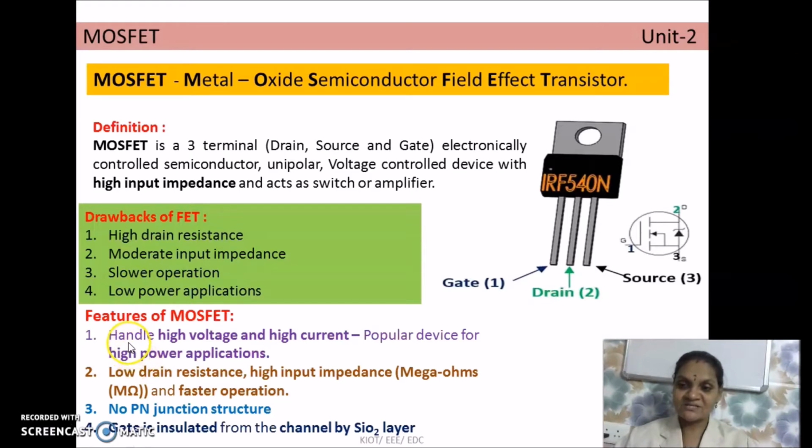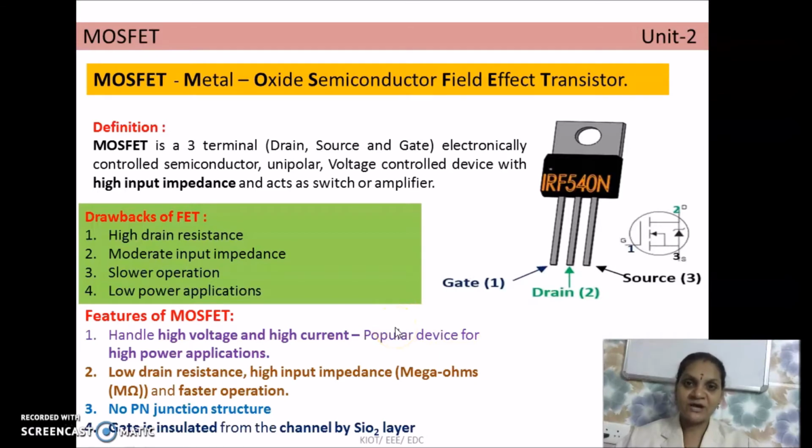That is, number one, it can handle high voltage and current, whereas low power application is the drawback in FET. That is eradicated by the MOSFET, which has high voltage and high current capability, because the fabrication is done in such a way that it can handle high amounts of voltage and current. Hence it is widely used as a popular device for high power applications.